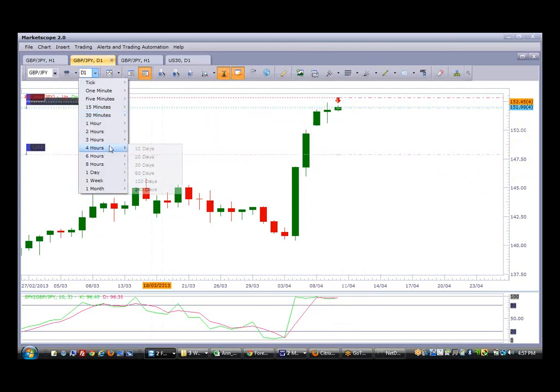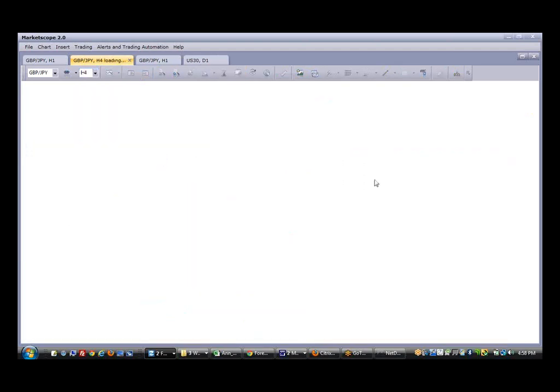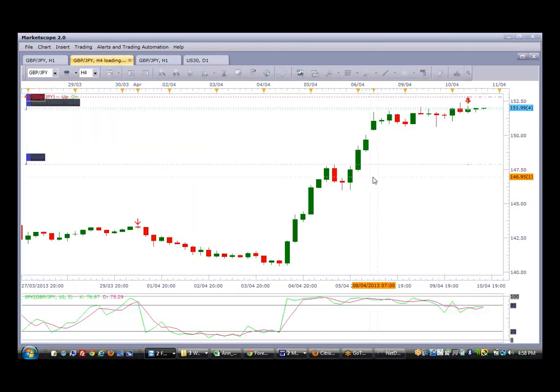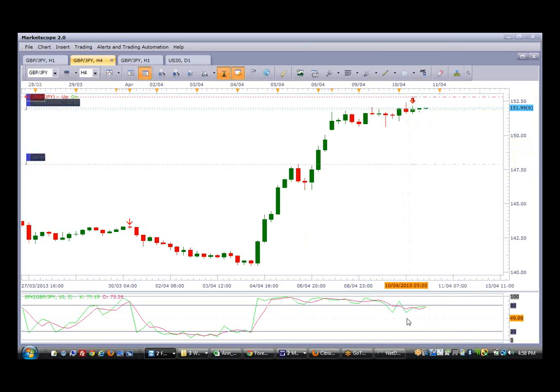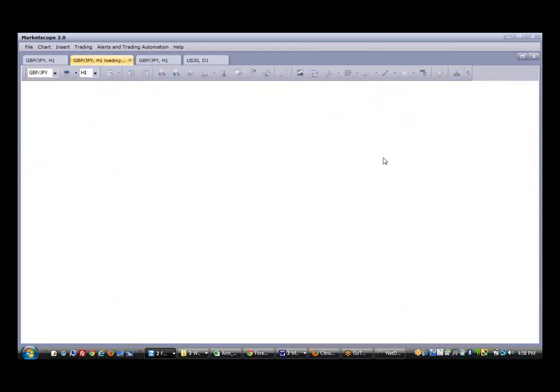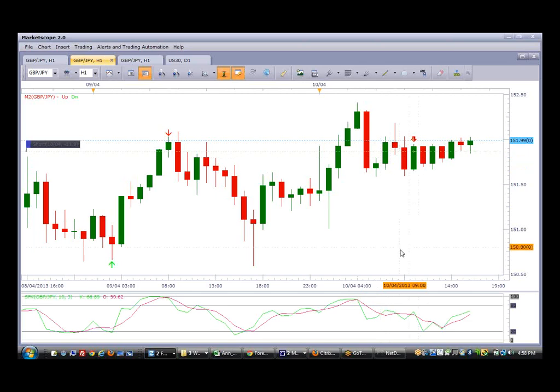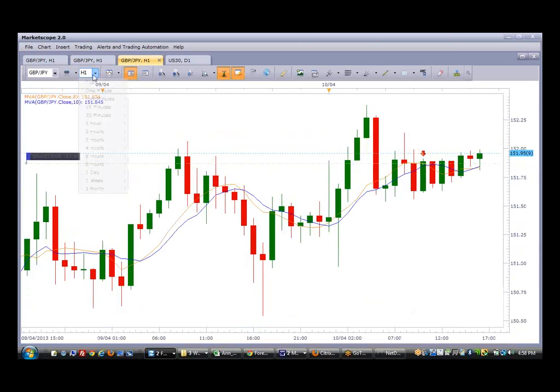On the 4-hour chart, it's hovering just below the overbought area, but there's no setup. And on the 1-hour chart, no setup either.